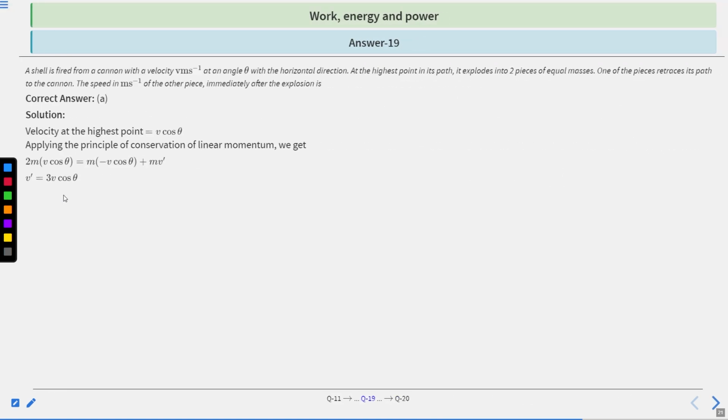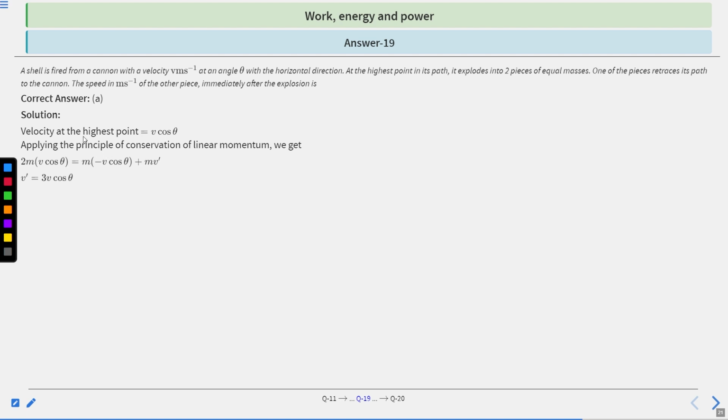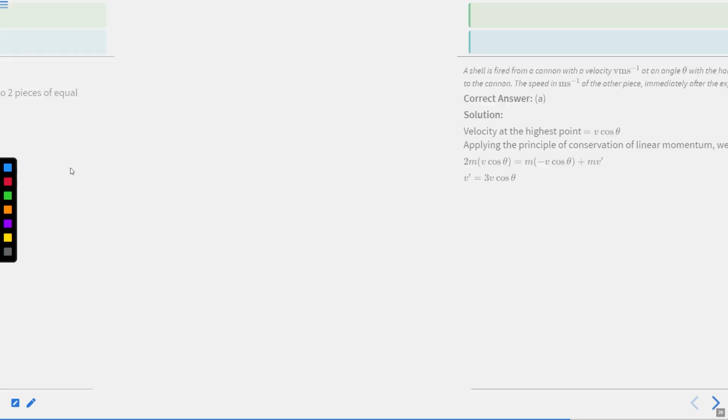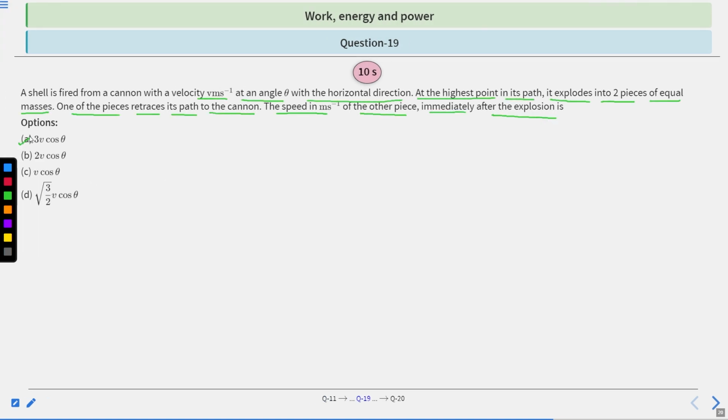Let's find a solution. So velocity at the highest point is equal to v cos theta. Clear? Applying the principle of conservation of linear momentum, we get 2m v cos theta is equal to m into minus v cos theta plus m v prime. Clear? And solving this equation, you will get v prime equal to 3v cos theta. So correct answer is A. A is the correct answer, 3v cos theta.